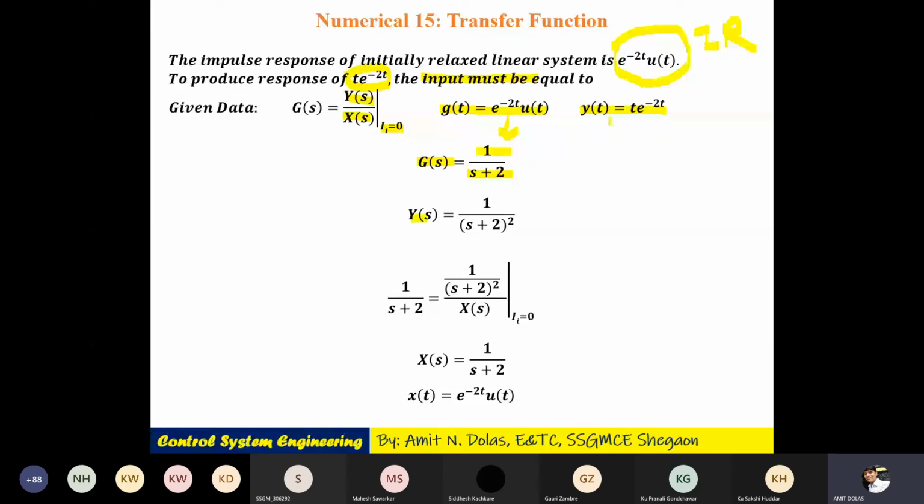y of s will be, इसका क्या होगा लाप्लास ट्रांसफॉर्म? It will be t into e raised to power minus 2t का आ गया 1 upon s plus 2, but इसके साथ t है इसलिए it will be squared. So it will be 1 upon s plus 2 whole square. So putting into the equation where g of s equals y of s divided by x of s, we got x of s, and x of s is 1 upon s plus 2. Therefore x of t, inverse Laplace transform अगर लिया तो, x of t is e raised to power minus 2t u of t.